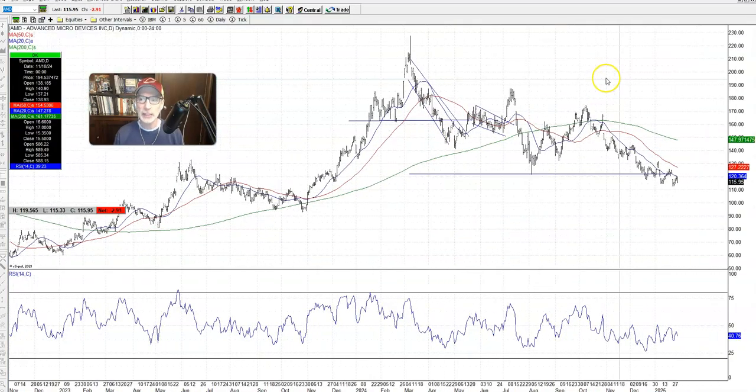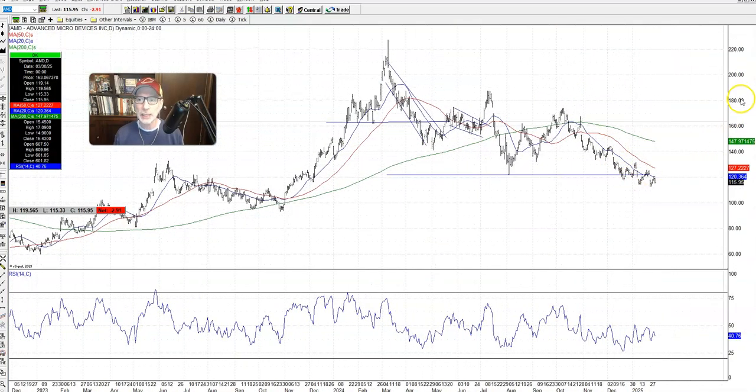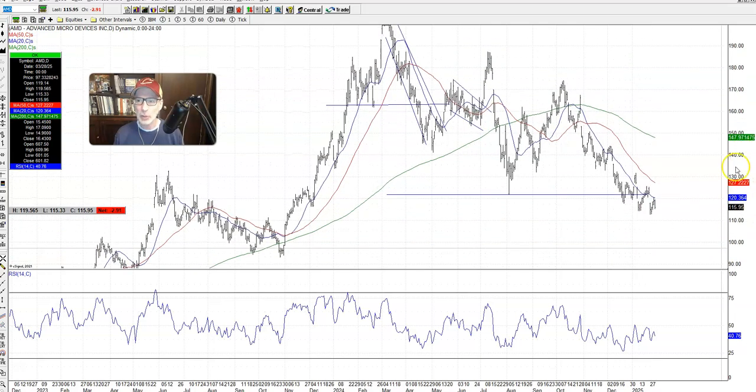AMD, I'm not really liking it here. Here was the support line, long-term support right above 120. It's getting down below it. I don't like AMD here. I would not be a buyer here. The momentum's on the downside. The trend is your friend. It's going down. I would not try to pick bottoms here. I think there's more downside to AMD.